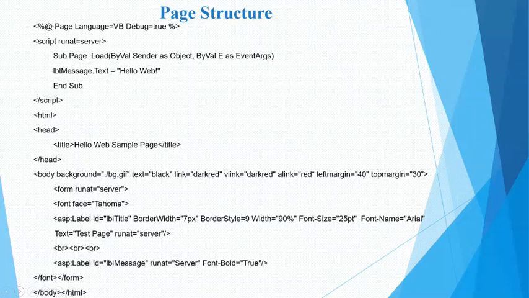Form runat="server". So I'm saving this program to the server. Font face equal to Tahoma. Tahoma means the name of the font. asp:Label ID equal to lblTitle. Border width equal to 7 pixels. Border style equal to 9, width equal to 90 percent. Font size equal to 25 pt, and font name equal to Arial. Text equal to test page. Runat equal to server.